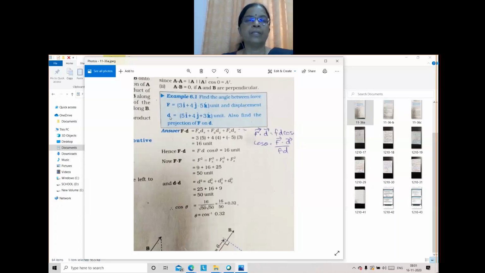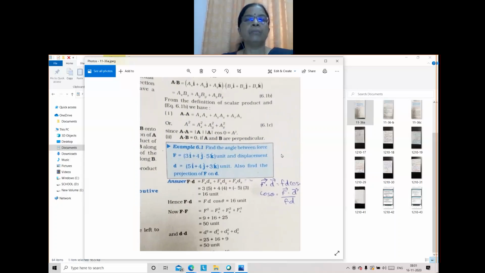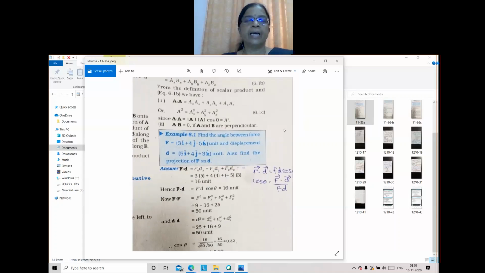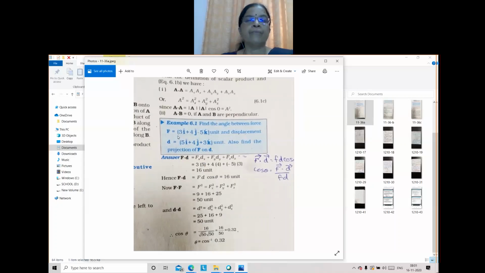This is vector D. What is F dot D? We have studied the formula: A dot B equal to Ax bx plus Ay by plus Az bz. Just like that, Fx dx plus Fy dy plus Fz dz. That formula we have to use. So Fx is 3, Dx is 5. So 3 into 5 plus 4 into 4 plus minus 5 into 3. That is Fz dz, minus 5 into 3.